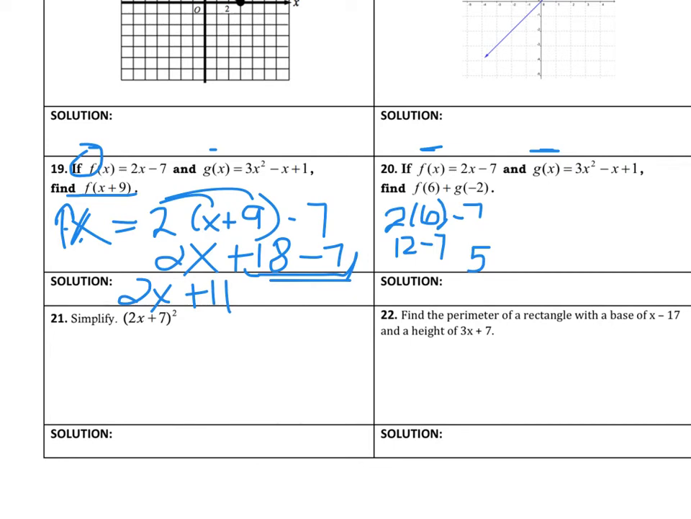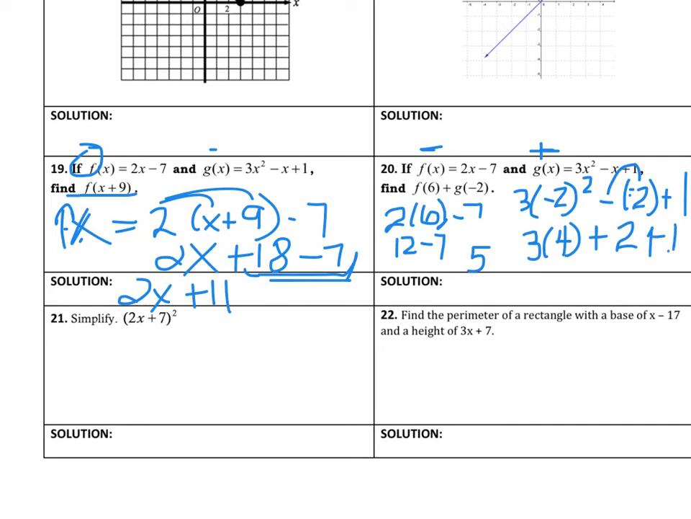So if we plug in negative 2 in for this g term right here, I'm going to have 3 times negative 2 squared minus negative 2 plus 1. Alright, so order of operations tells me that I need to deal with this exponent, and remember that a negative times a negative is a positive, so that's going to turn into 3 times a positive 4. And this negative, it's like I'm distributing this negative onto here, so that two negatives turn into a positive. So that negative 2 turns into a positive 2, and this is plus 1.